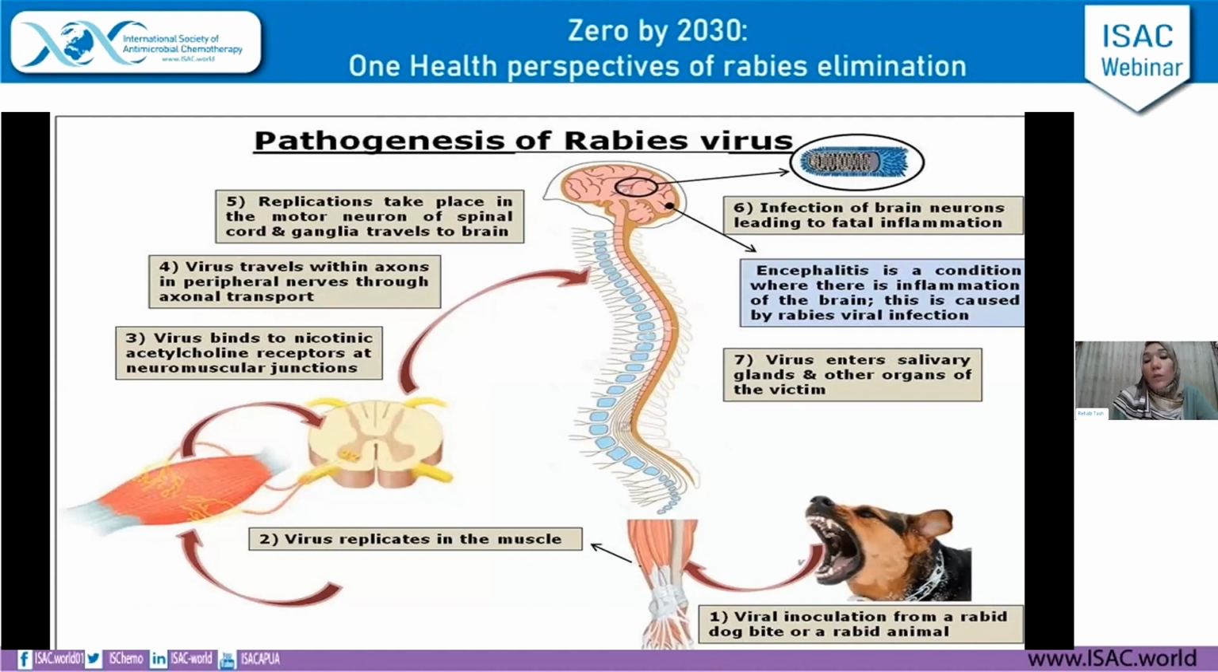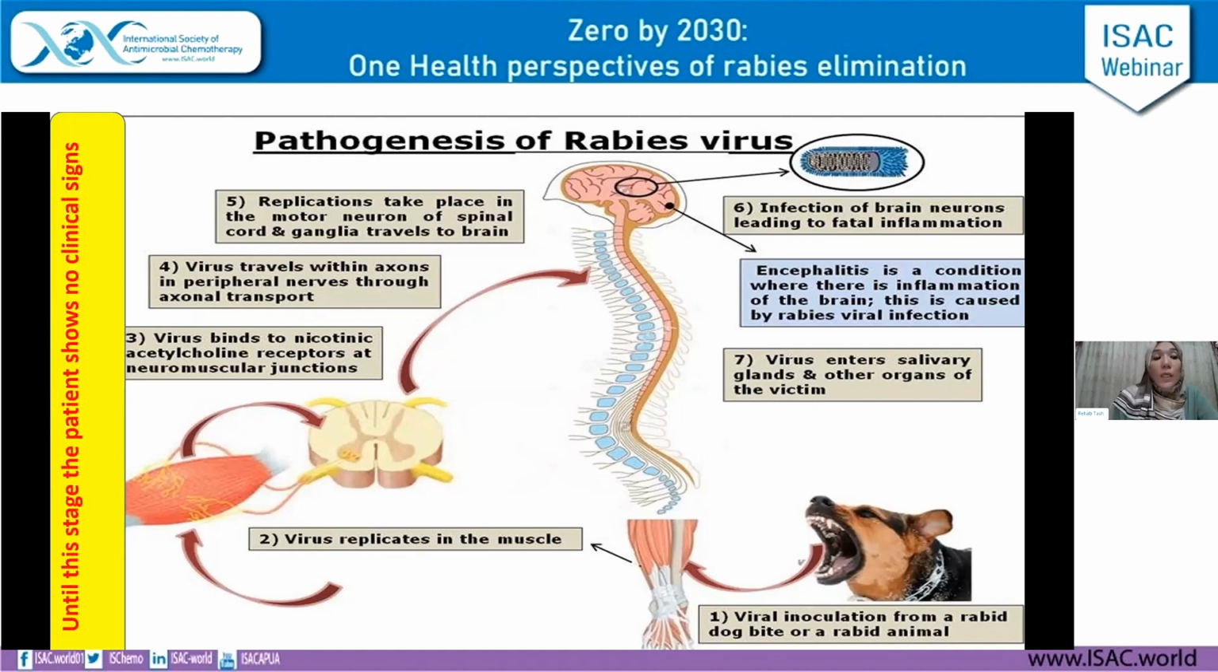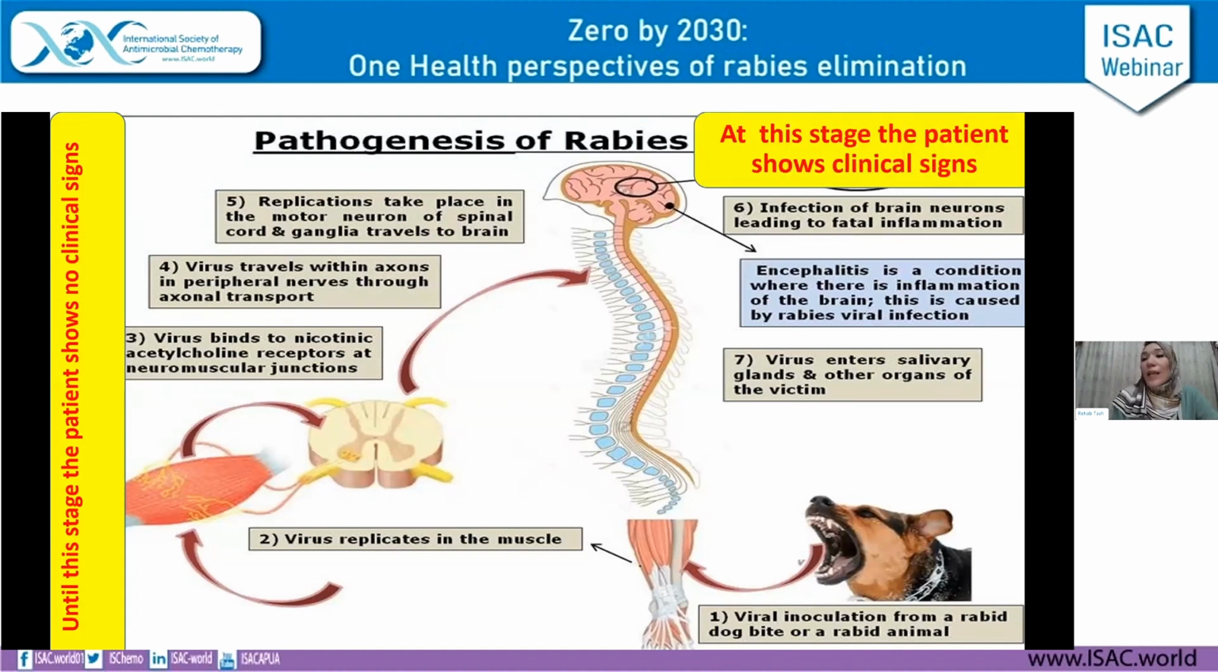The virus will go through from the bite site, replicate in the muscles, neuromuscular junction up to the spinal cord. All these five stages, the patient has no clinical signs. Once the virus reaches the CNS, it begins to multiply, the immune response begins, cytokines and chemokines are released, and this inflammatory encephalitis will begin to show the clinical signs of the rabies virus.